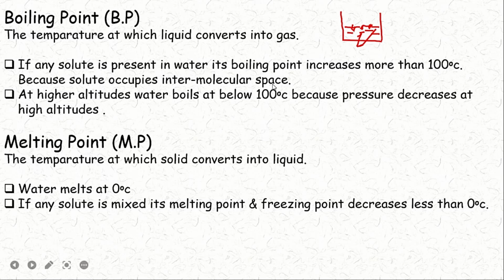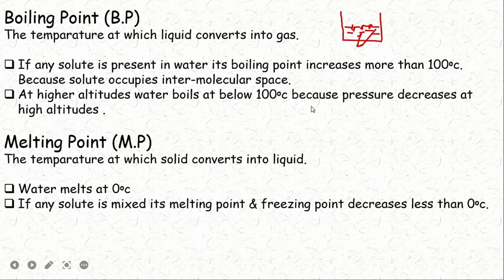Next, melting point. Melting point is the temperature at which solid converts into liquid. It means melting point is the temperature where ice converts into liquid. Water starts to melt at 0 degrees Celsius. And next, if any solute is mixed in, then the melting point and freezing point decrease to less than 0.